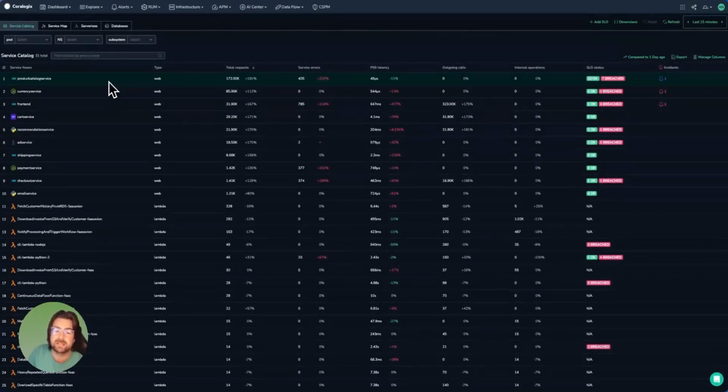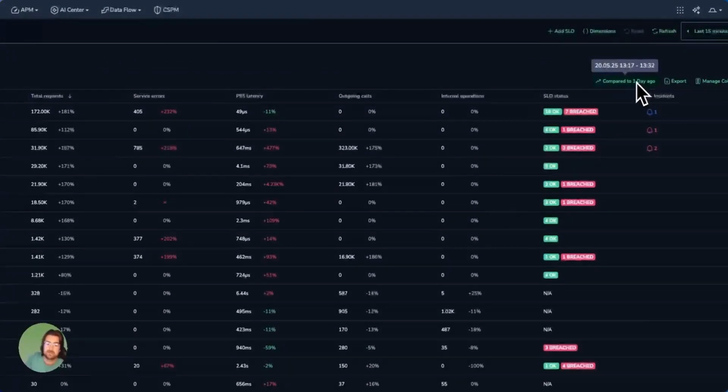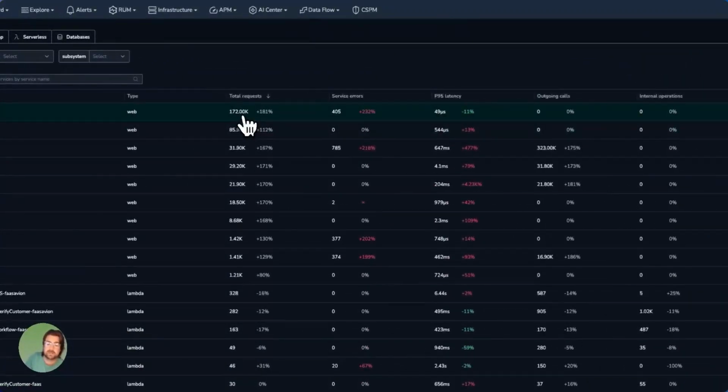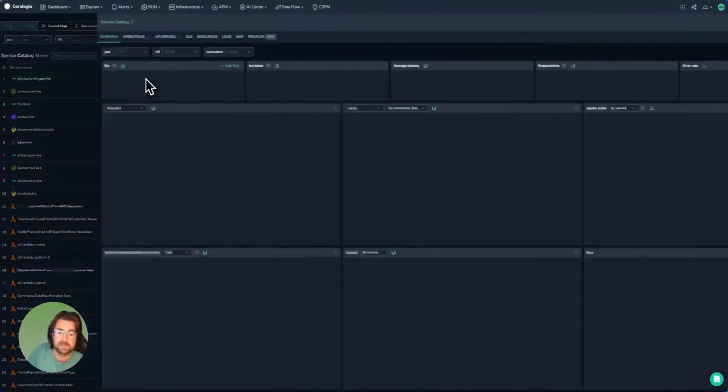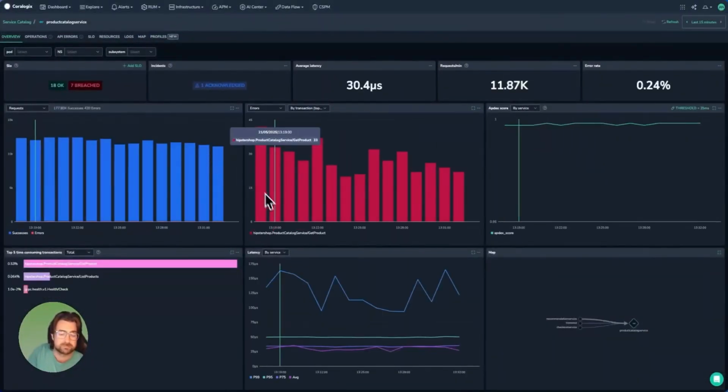This would typically begin when alerts start triggering. We're starting to see some symptoms of application degradation, and we can also see this within our APM service catalog. Compared to a day ago, we can see that we have over a 200% increase of errors in our product service catalog. It's quite significant, so let's go in and take a look.